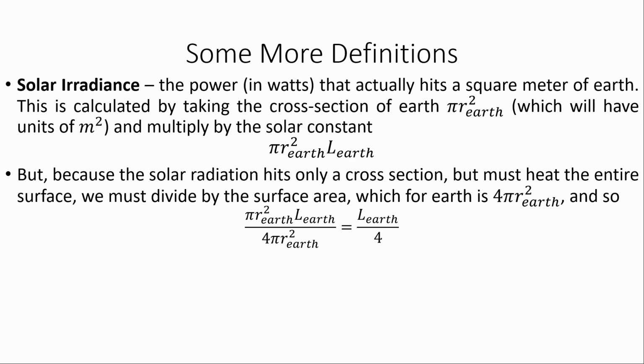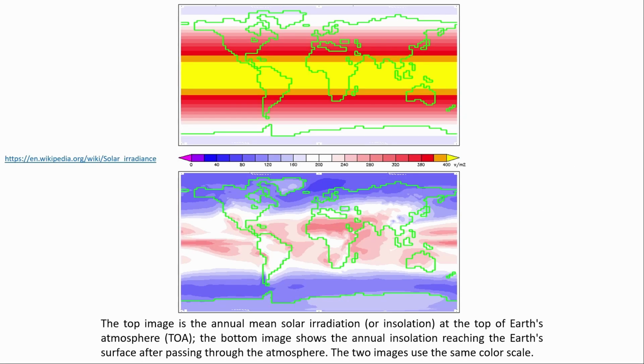And so we want to use this right here, where now we see the pi's will cancel out, the r squared will cancel out, so we're just left with the L divided by 4. So this is what these look like. At the top of the atmosphere, that's what TOA means, this is how much solar irradiation is happening. So we can see at the equator here, we're getting a lot. That's because as the Earth rotates around the sun, the solar rays will be hitting anywhere in between here at 90 degrees, depending on what time of the season it is.